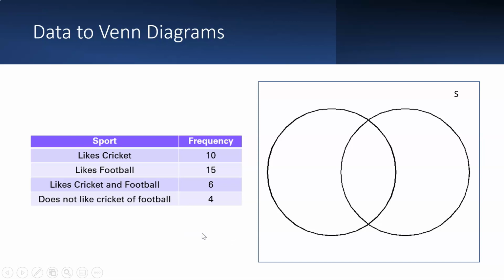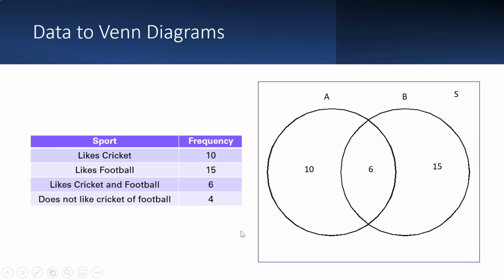Okay, so to fill in our Venn diagram, we've got our universal set here. Everything within the rectangle is everything that's in this table. So first of all, we've got set A, which would be those students that like cricket, and we've got set B, which will be students that like football. The number of students that like cricket, we've got 10. The number that like football, we've got 15. And then the number of students that like cricket and football, we've got 6.